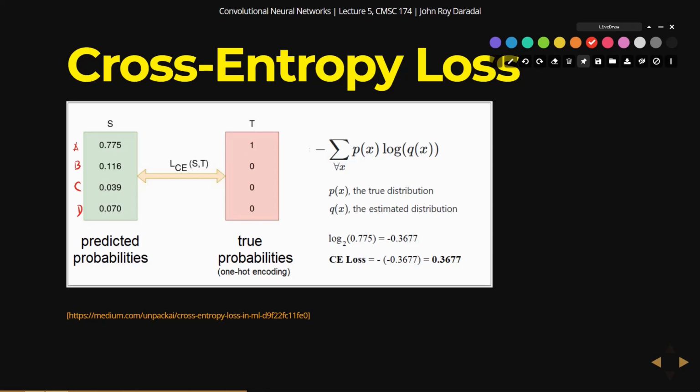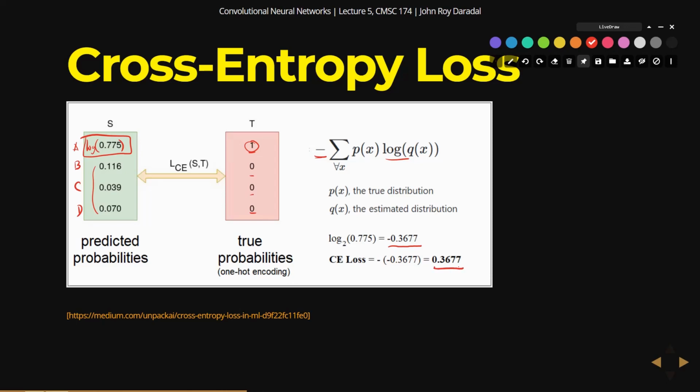So the log, and then we'll take the log of the probabilities as I mentioned earlier, so that we could sum up everything. So log of 0.775 is this one, negative 0.3677. Then we multiply it by 1, so we have this value. But then the rest will be multiplied by 0 anyways, so we don't need to compute those. So it's just this one value here, log of 0.775, which is negative 0.3677, and then since we have the extra negative here, the loss is 0.3677.